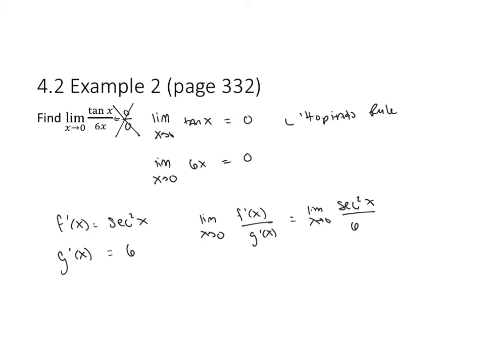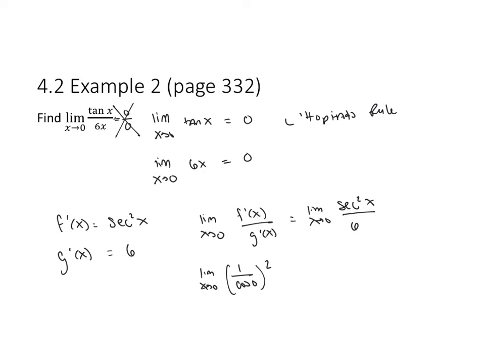Now, if you're not sure about what secant squared is, let's take a step back and talk about it. Secant is 1 over cosine, so let's evaluate that. The limit as x goes to 0 of 1 over cosine of 0, squared.